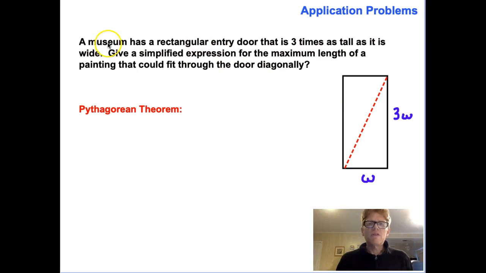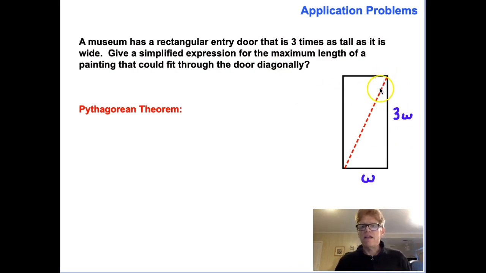A museum has a rectangular entry door that is 3 times as tall as it is wide. Give a simplified expression for the maximum length of a painting that could fit through the door diagonally. So we're looking at coming through the door like this to get the maximum size of our painting. So we know that the height is 3 times as tall as it is wide. So our width and our height. So we have 3 times W is the measure of the height of the door.